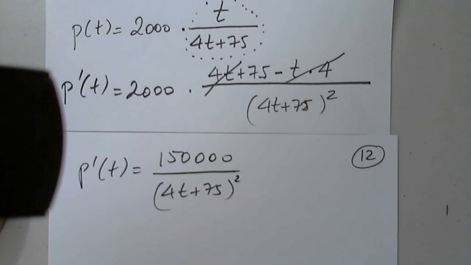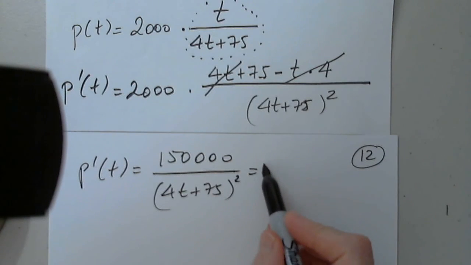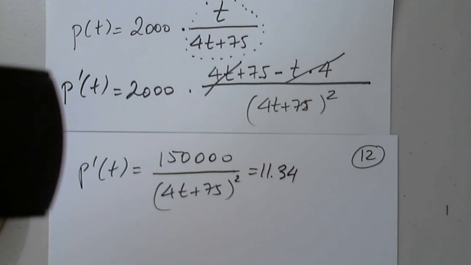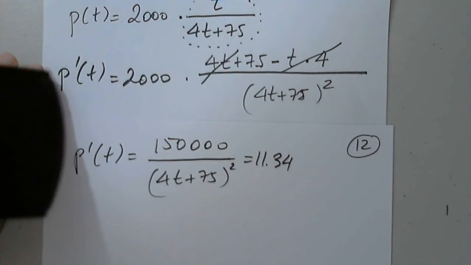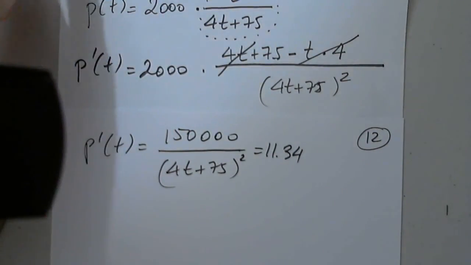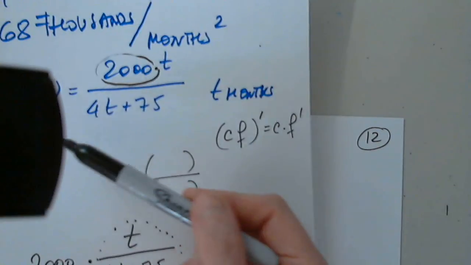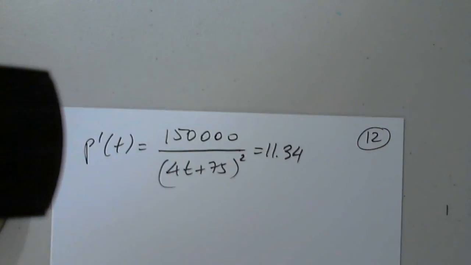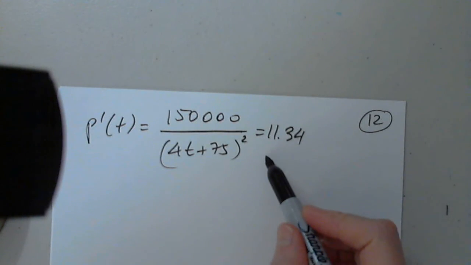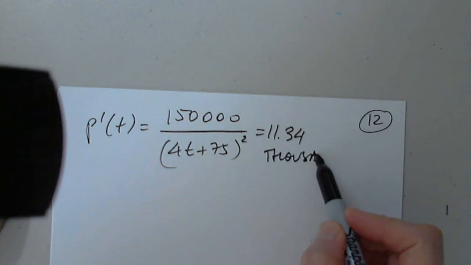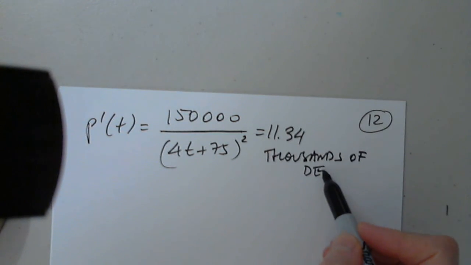150,000 divided by, in parentheses, 40 plus 75. 40 plus 75, I know what that is, it doesn't matter. And I square, and now I get 11.34. What does 11.34 mean? And what is the measurement unit? And this is the end of chapter 1. Because P was population, right? So would it be population over months? That's it. And it has to be in thousands. So, thousands of deer per month.